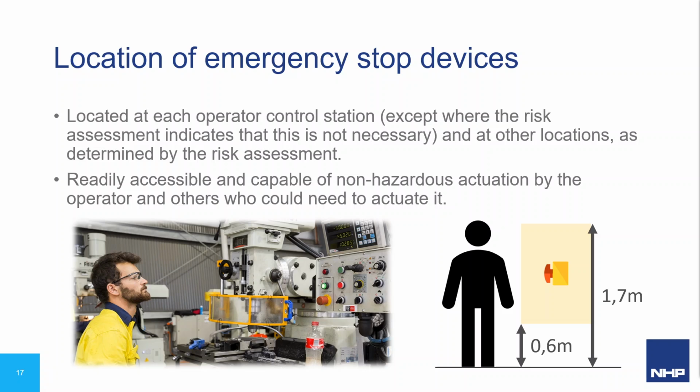Regardless of where it's located, the e-stop device must be positioned so that it is directly accessible and capable of non-hazardous actuation by the operator and others who could need to actuate them. The new standard AS4024 Part 1604 goes on to state that the e-stop actuator intended to be operated by hand should be mounted between 0.6 and 1.7 meters above the access level, or the floor or the platform level. This basically means the e-stop should be within arm's reach whilst standing. E-stops using foot pedals should be mounted in a fixed position directly at access level, so on the floor.